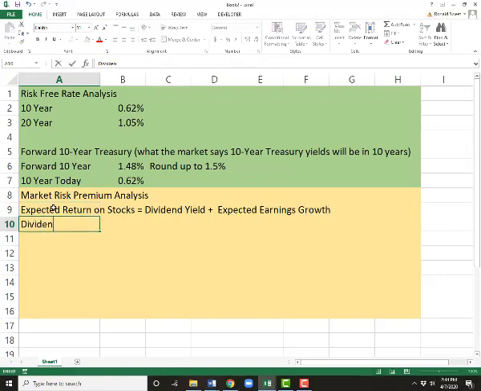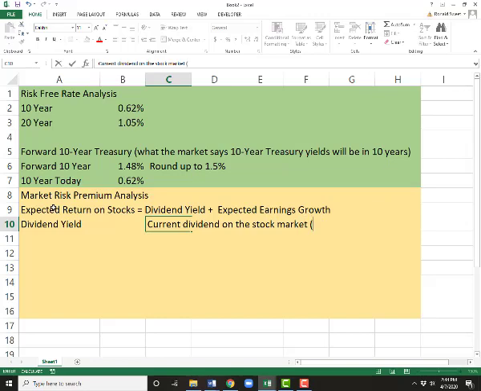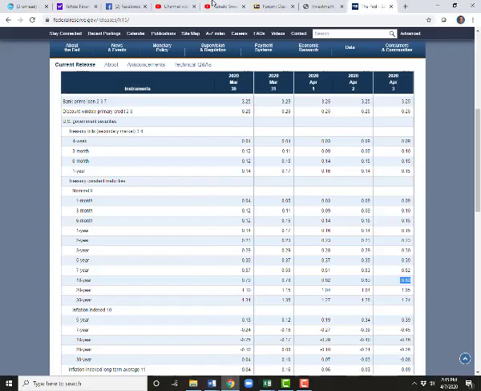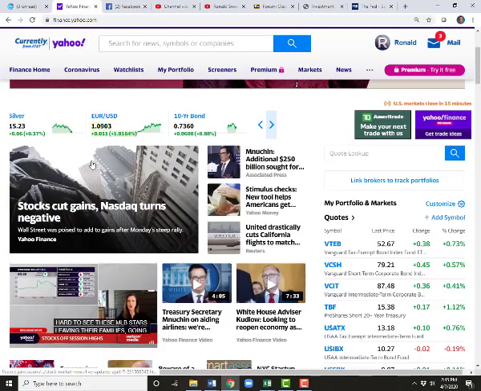So the dividend yield, I'm just going to take the current yield on the market, current dividend yield on the stock market, which I can get by looking at the dividend yield of the ETF SPY, because SPY is an exchange traded fund. Remember we talked about exchange traded funds. These are like mutual funds, but they trade like stocks. And so if I get the yield on the SPY, I can go into Yahoo Finance.